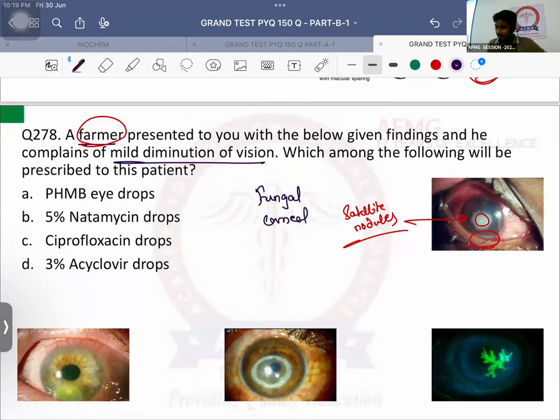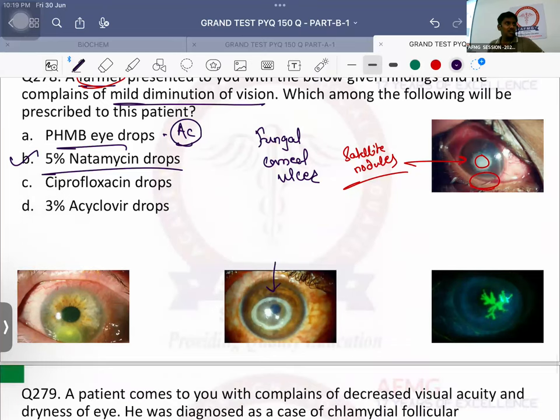It should be 5% natamycin drops. Please remember that. PHMB eye drops is the drug of choice for acanthamoeba keratitis. Acanthamoeba ulcer can be of any shape, any size it can be. But important, it is the most painful ulcer. Please remember that. Next, ciprofloxacin drops are the antibiotic drops.